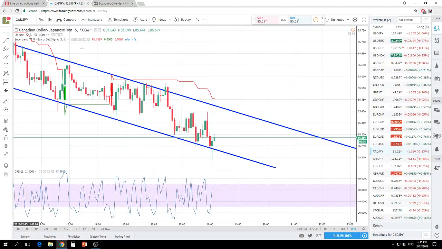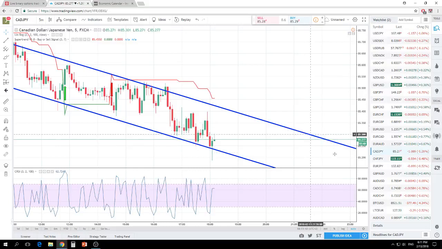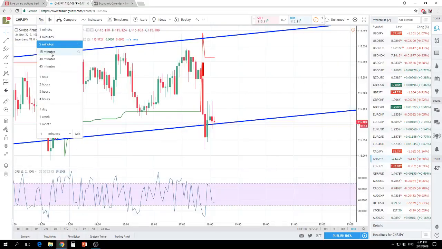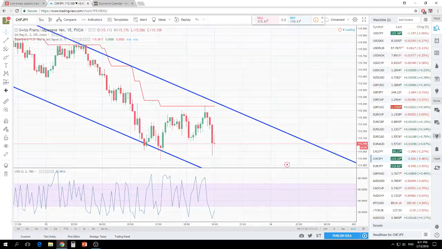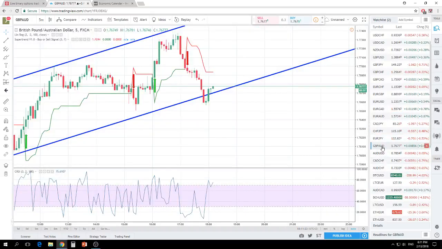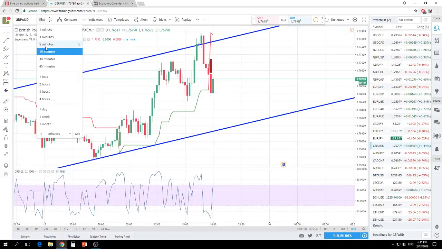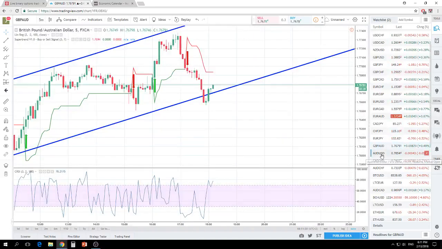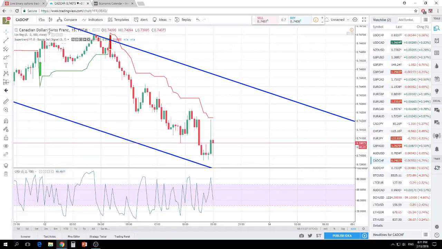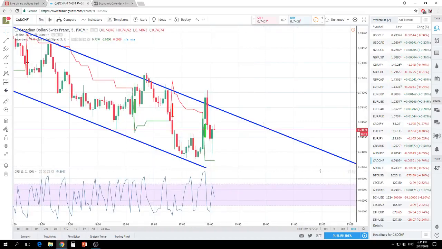Actually, Canadian dollar JPY can be normal to trade low. Let's see also Swiss franc JPY. Let me check it. No. GBP Australian dollar can be okay, but not really perfect. Canadian dollar Swiss franc. No.